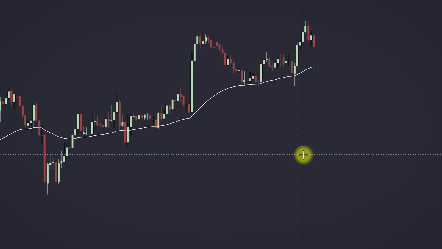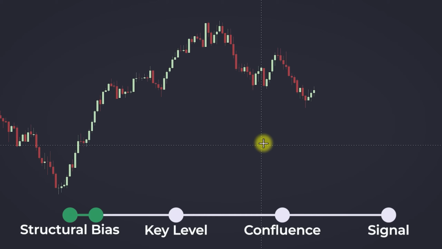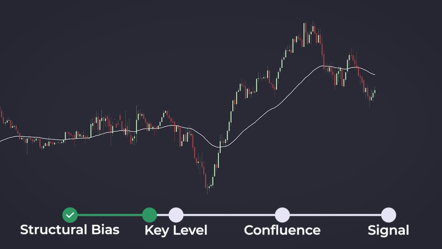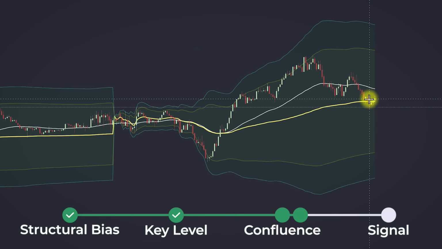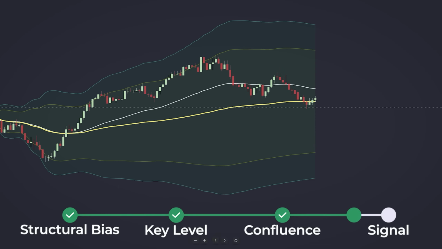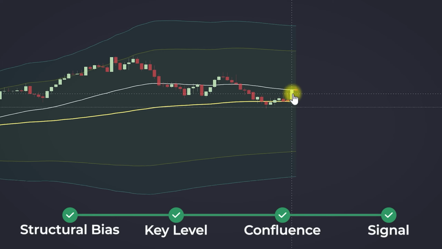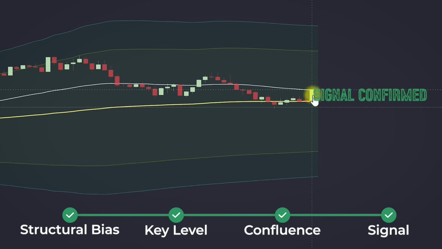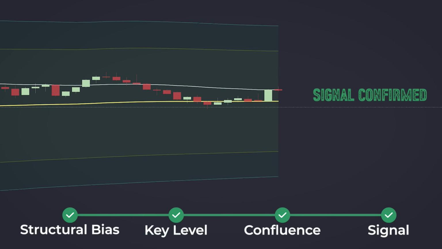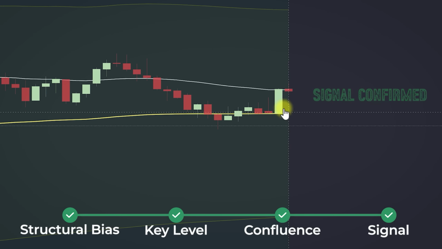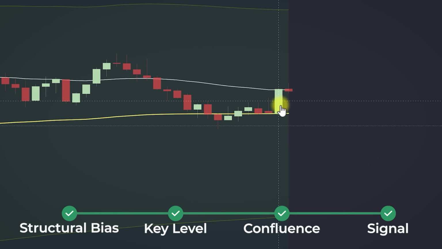Let me show you this in action. We have our perfect setup: uptrend on the 1 hour, pullback to a key support zone, and price testing VWAP. Now we wait. Watch what happens here. This candle completely engulfs the previous candle's body. That's your signal. The market just told you that buyers stepped in with force at the VWAP level. This isn't hope, this is evidence.